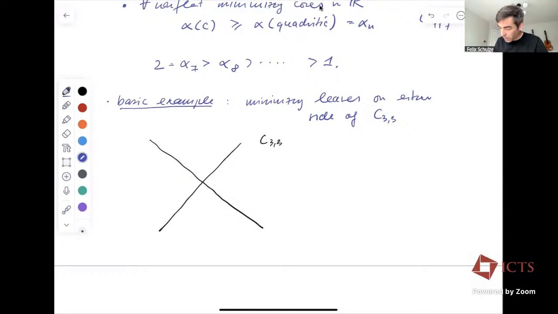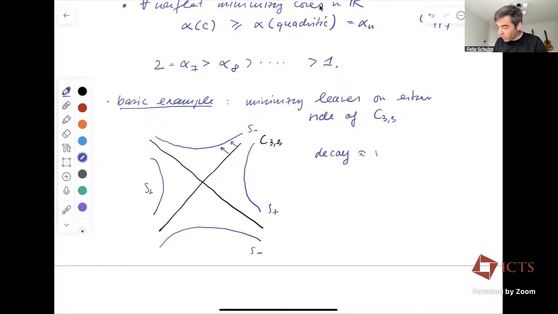And then we had here, for example, I think we called this one here S minus, and this one here was also S minus, and this one here was part of S plus. And we can scale these leaves. Now here, what do we get? So the decay rate here, you can see it in this height function as we go out to infinity. So what would be the decay here? It would be about r to the minus alpha of C33.